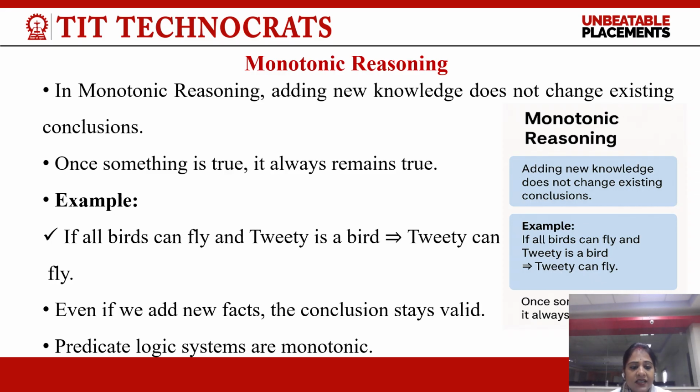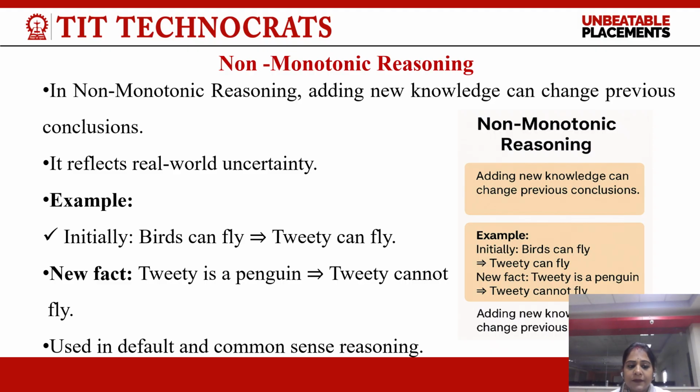Next, let's move on to different reasoning types. First is monotonic reasoning and second is non-monotonic reasoning. Let's start with monotonic reasoning. In monotonic reasoning, when we add new knowledge, the old conclusion does not change and will remain the same. Once something is true, it stays true. For example, all birds can fly. Tweety is a bird, so Tweety can fly. Even if we add new facts, this conclusion remains the same. This is how predicate logic works. It's monotonic.